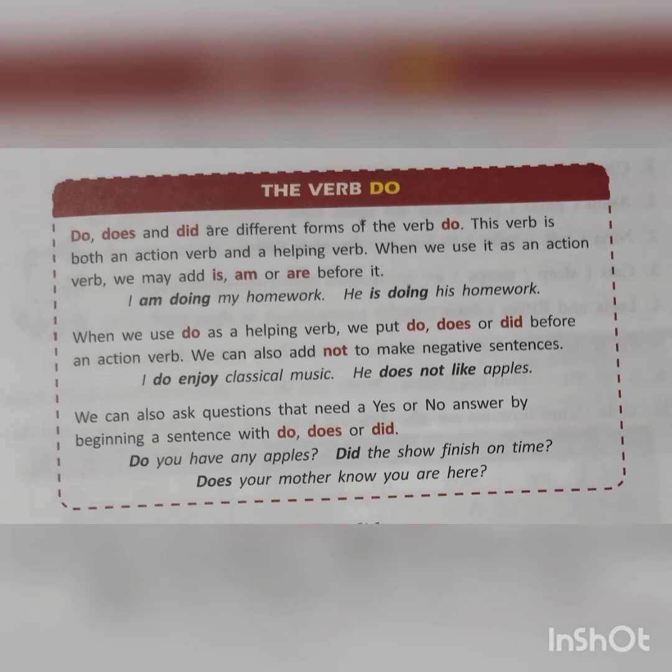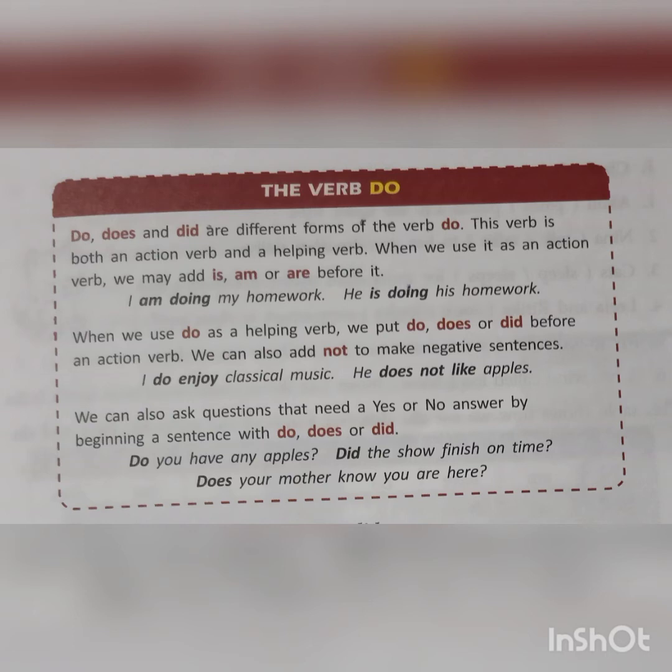For example, I am doing my homework. He is doing his homework. So is and am come before doing in this verb. When we use do as a helping verb, we put do, does or did before an action verb. We can also add not to make negative sentences. I do enjoy classical music. I do not like apples.